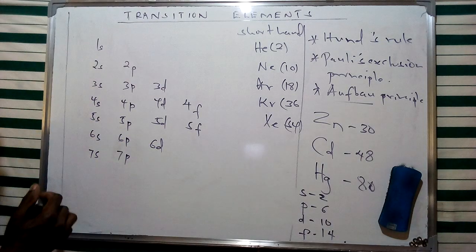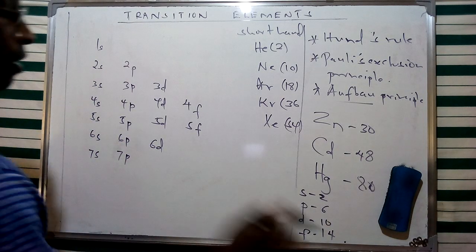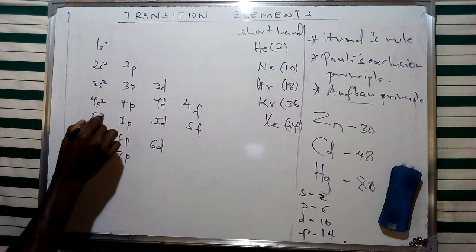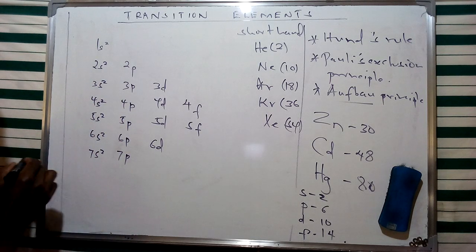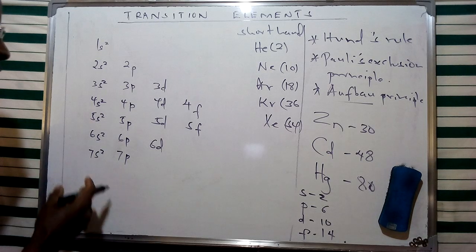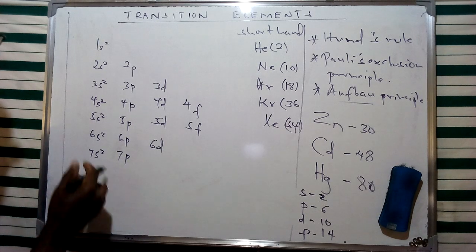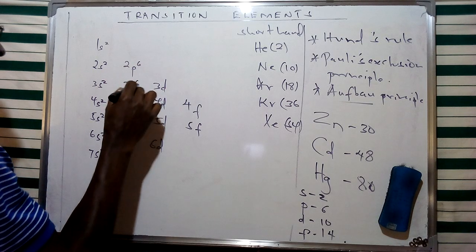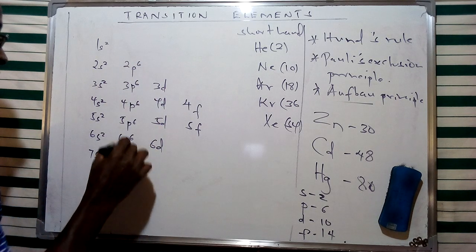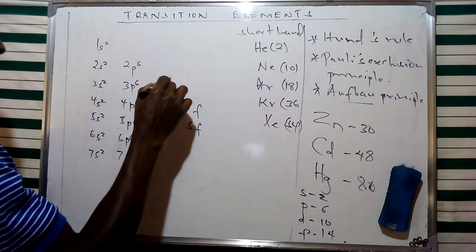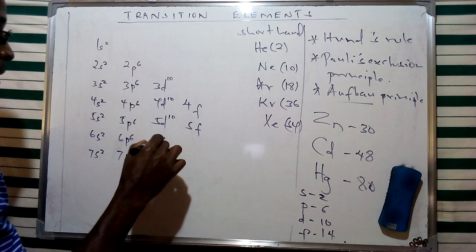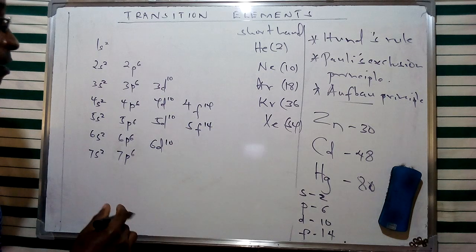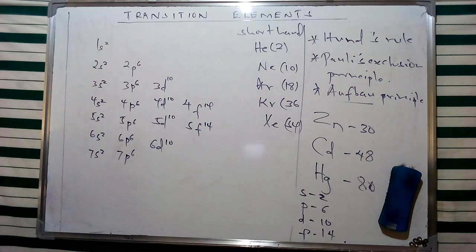So for me to have an easy way of achieving this, I'm going to assign 2 electrons as the maximum number of electrons for the s subshell. This is just a technique that I'm going to use for this particular discussion. So we shall have the p orbitals having a maximum of 6, the d orbitals having 10, and the f subshell having 14 in this particular case.